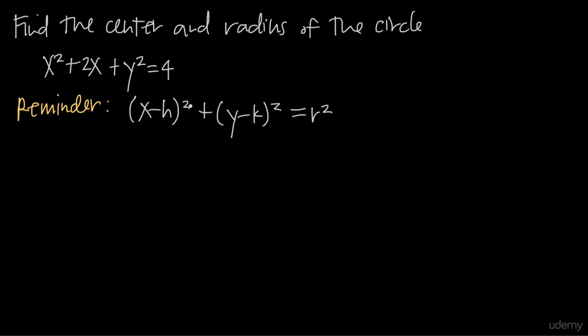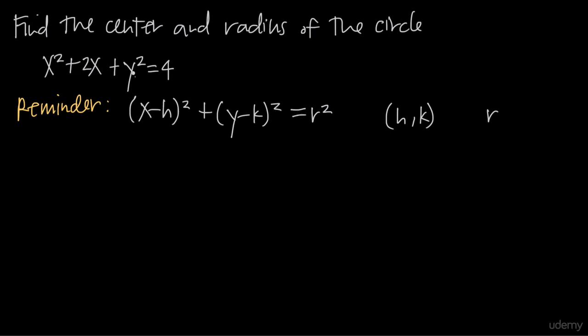Quantity x minus h squared plus quantity y minus k squared is equal to r squared. Because in this form, we can say specifically that the center of the circle is at the coordinate point (h, k), and that the radius of the circle is r. So if we can get our equation into this form, then we can just pull out values of h, k, and r and give the center and the radius. So how are we going to transform this equation into this form here?